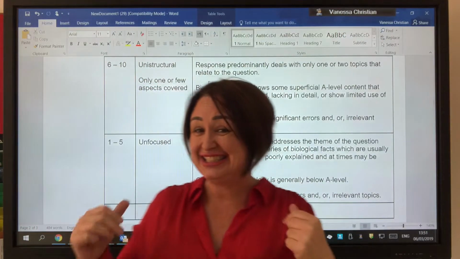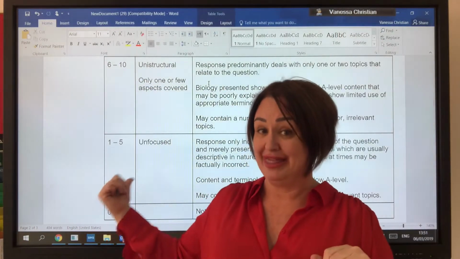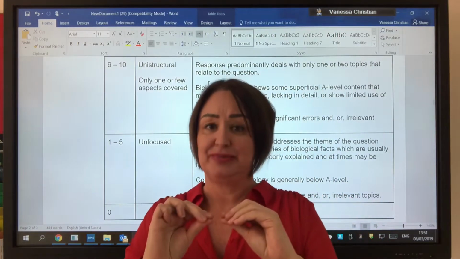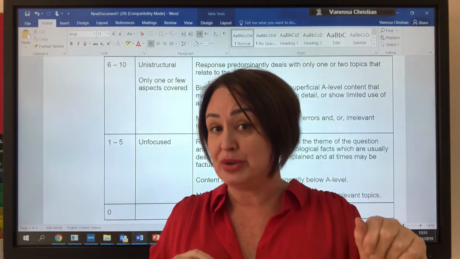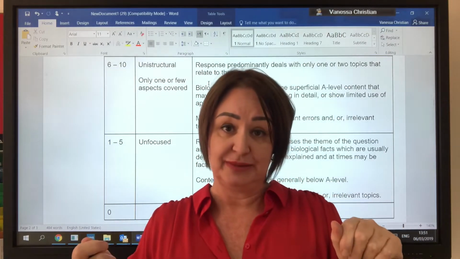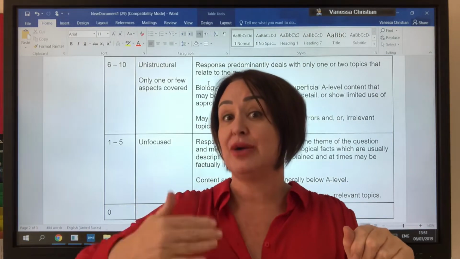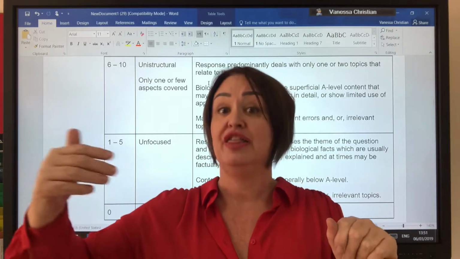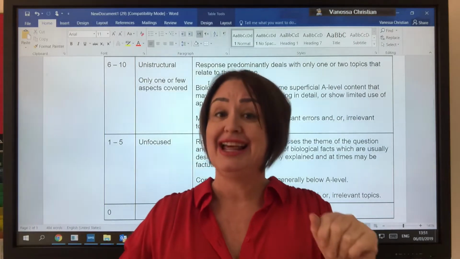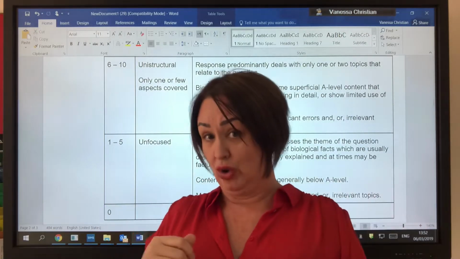Now actually it's easier than you would think to end up in this bracket because there's a big difference in the titles between the role of proteins, for example, and the importance of proteins. And very much now they're going down the route of the importance of, because it's a lot more analytical than just describing the role of.